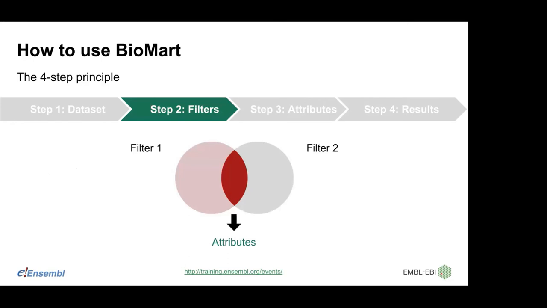So for example, let's say that I'm interested in all genes on chromosome 9. And then the second filter is that I want genes that have the transmembrane domain. In this case, BioMart will give me the transmembrane domain genes on chromosome 9 as the output. If you don't get any results, then this probably means that there was no overlap between your filters.